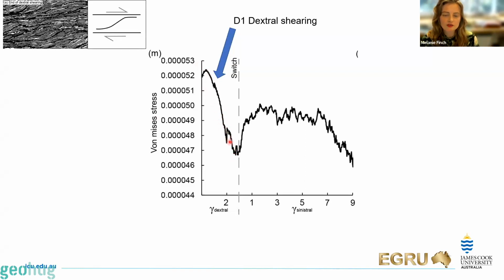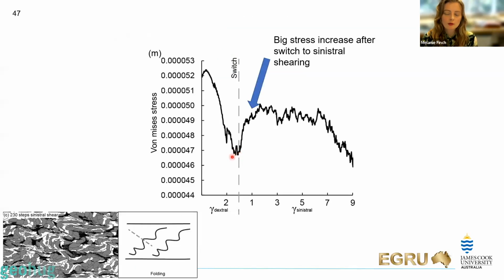as those structures develop. So the stress was nicely decreasing here, but then there was a switch in the shearing direction. So a sudden change in shearing direction from dextral shearing to sinistral shearing. And so you can see here that what happens is the stress goes up. So there's a big increase in stress after this switch to sinistral shearing.